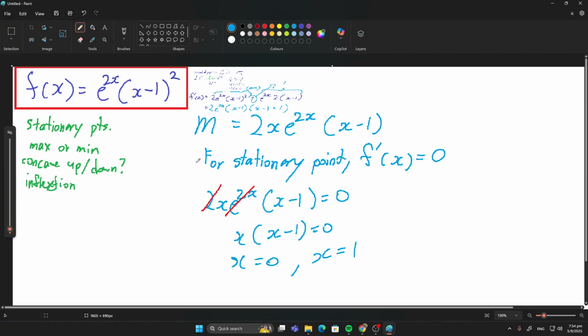Take note, this is not the answer, okay? This is just your x coordinates for the respective stationary points. What you want is you also want the y value. In this case, you want the f(x) value. Now this is where you do f(0) equals to what? And then f(1) equals to what?